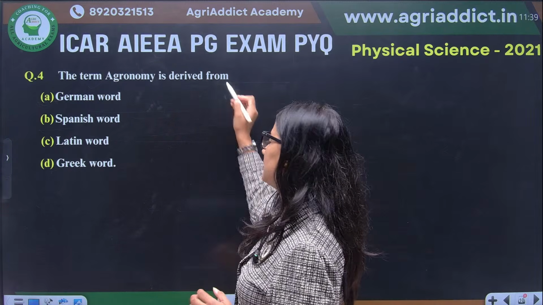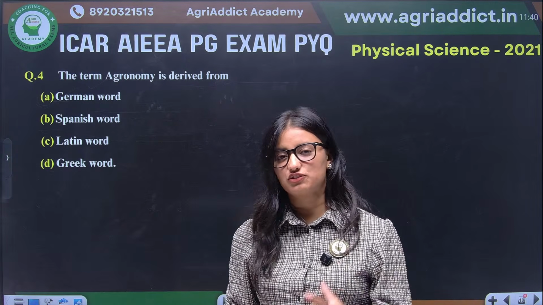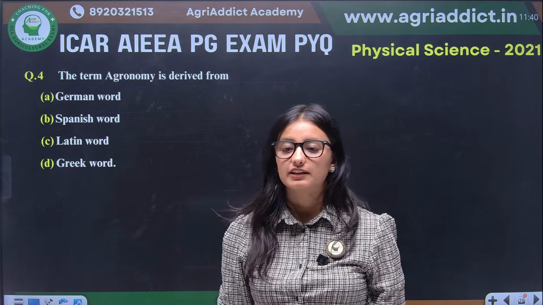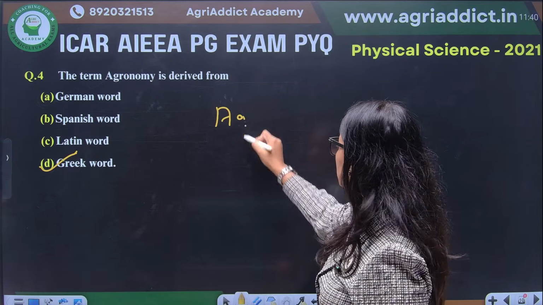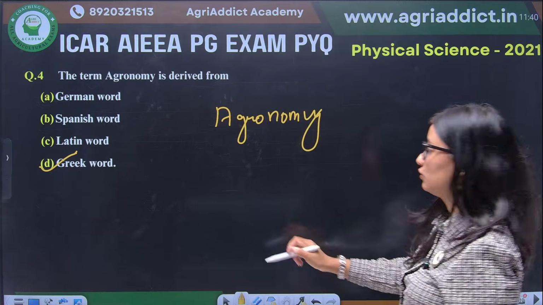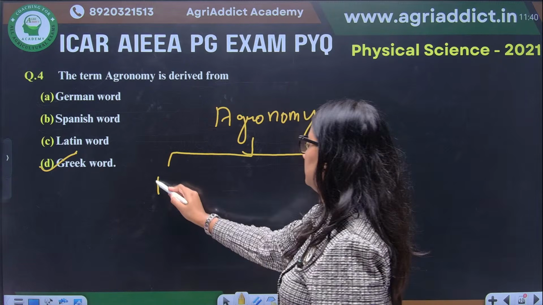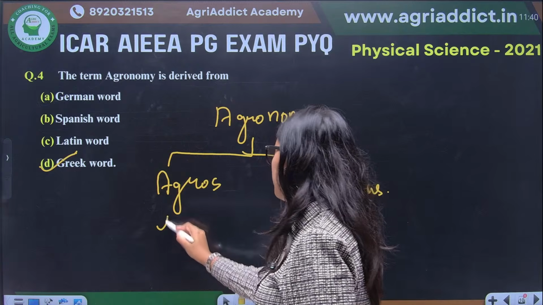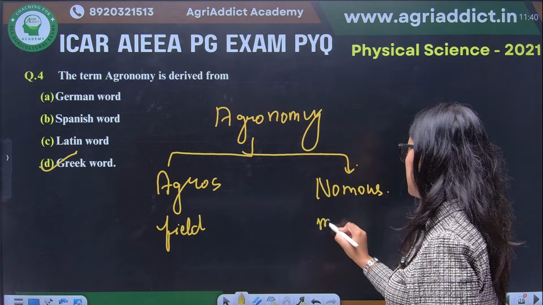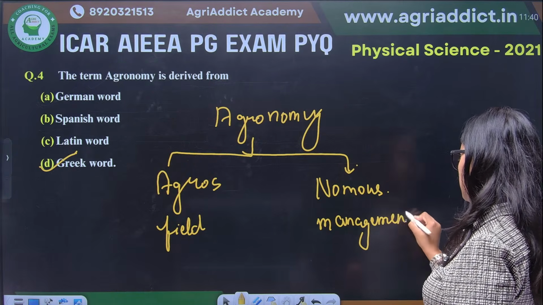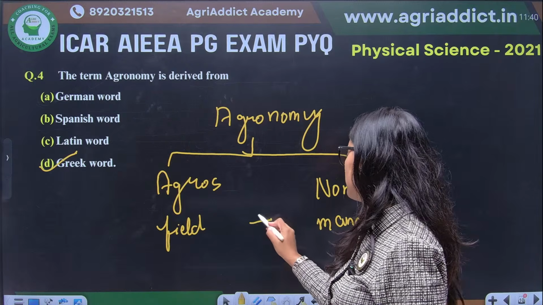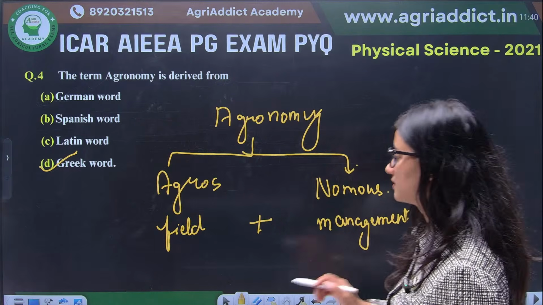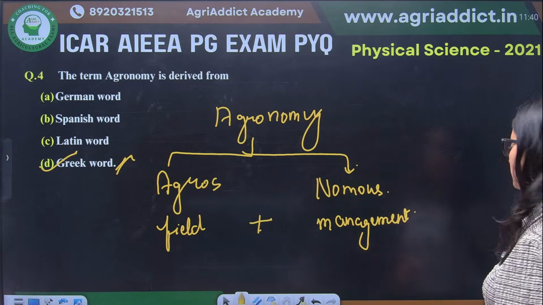The term agronomy is derived from which word? And tell me the literal meaning of agronomy. Greek, very good. Greek word. And agronomy constitutes two words: agros and nomos, which mean field and management. Is it clear? So the literal meaning of agronomy is field management. Very good. So agronomy is derived from this Greek word. Okay, very good. So let's move to the next one.